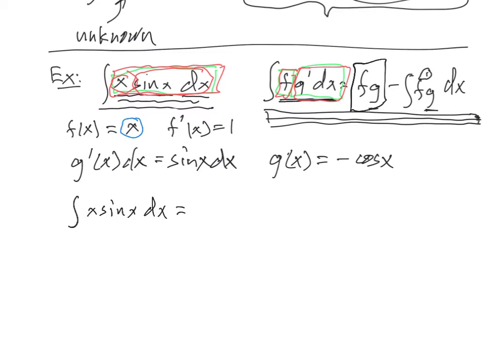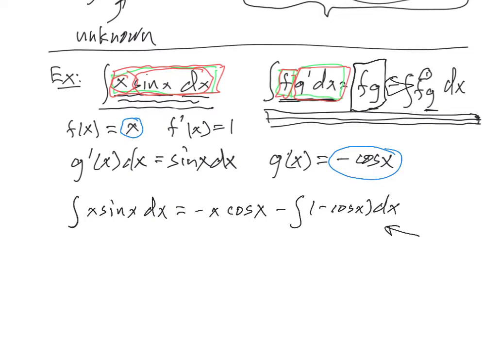Here's f, here's g. So minus x cosine x. And then our formula has a minus sign. And here's the big trade-off. If we know this integral, we're in good shape. Well, f primed is 1. So that's nice and easy. And g is minus cosine x. And we know that. In fact, not only do we know it, it's easy.